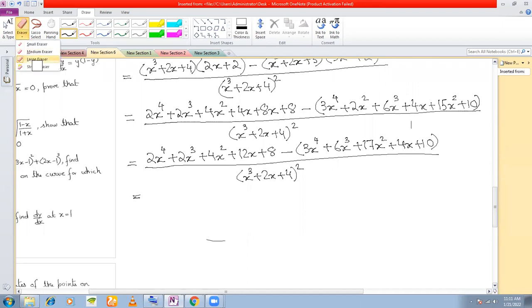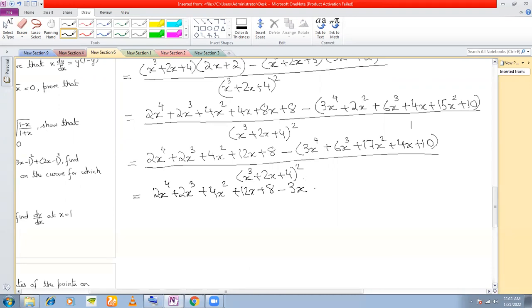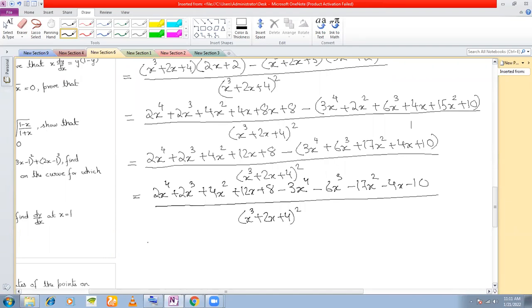Now you can open the brackets and change the sign. So you have 2x to the power of 4 plus 2x cube plus 4x square plus 12x plus 8 minus 3x to the power of 4 minus 6x cube minus 17x square minus 4x minus 10, divided by (x cube plus 2x plus 4) square.